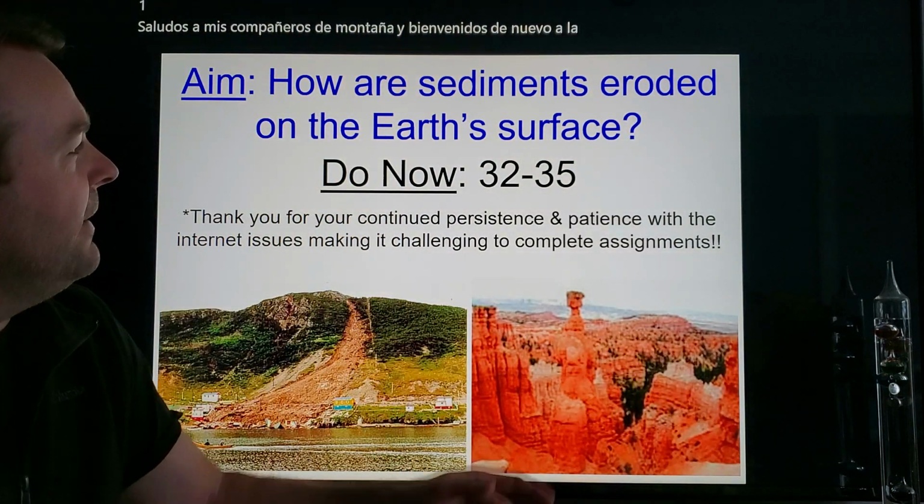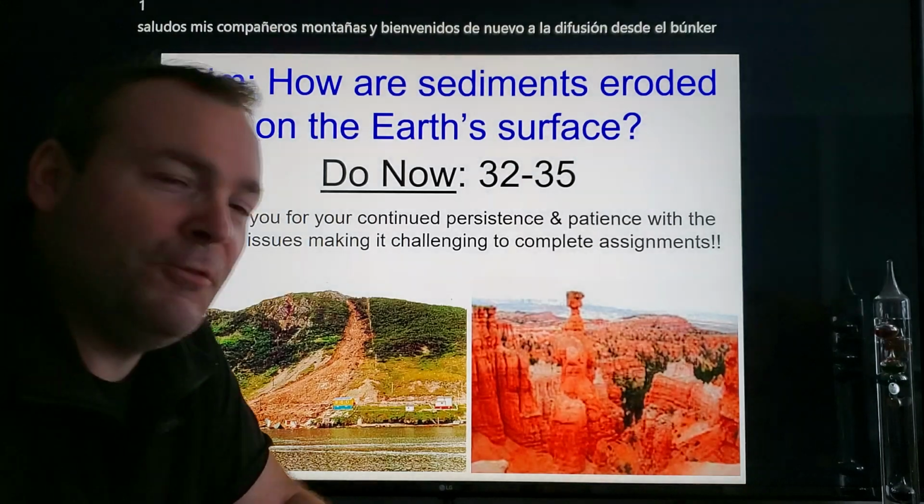Today's hot topic: how are sediments eroded on the Earth's surface?